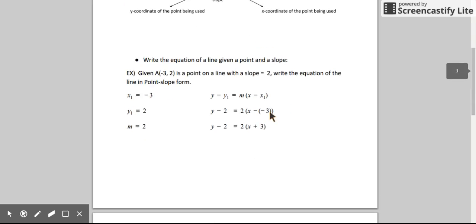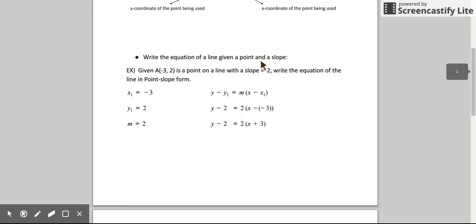So let's write an equation if we're given a point and a slope. So I'm given point A, and its coordinates are -3, 2. It's a point on the line, and this line has a slope equal to 2. So we're going to substitute those values into our point-slope form. x1 is going to represent the x-coordinate of the point we're using, so -3. y1 is going to represent the y-coordinate of the point we're using, so +2. And m is going to represent the slope, so m is 2. So now we just got to substitute it into our point-slope form here.